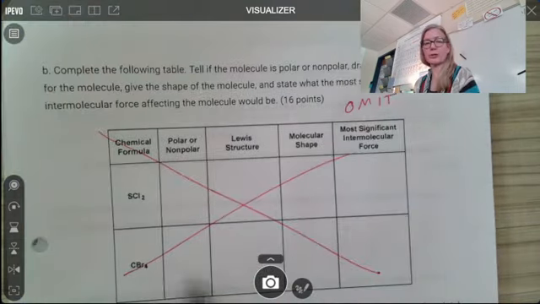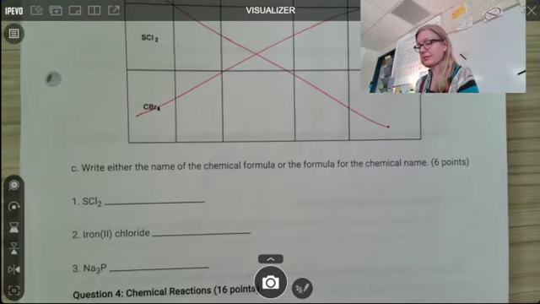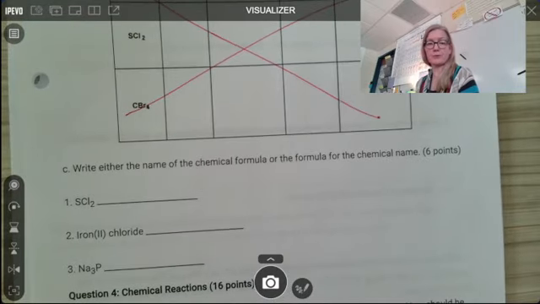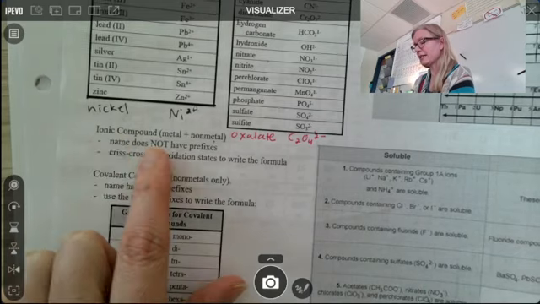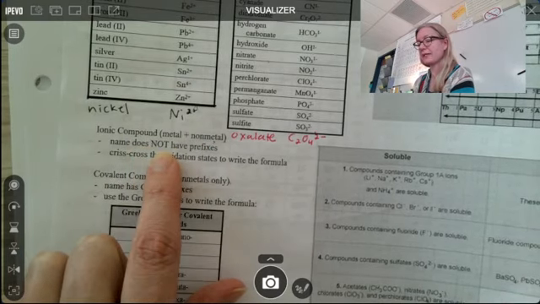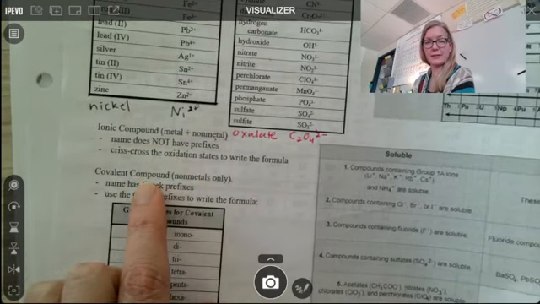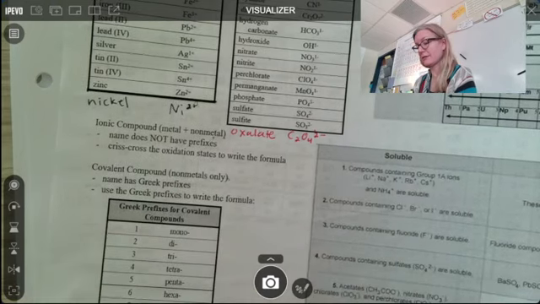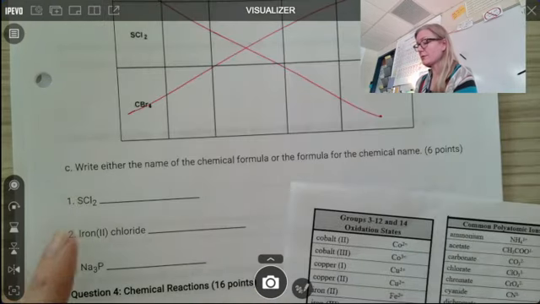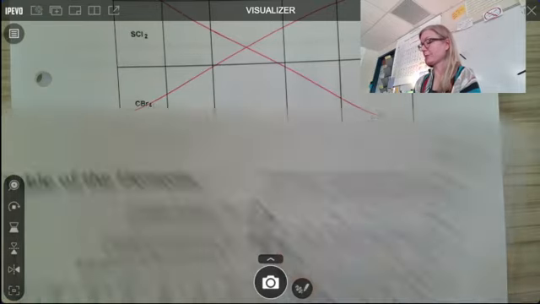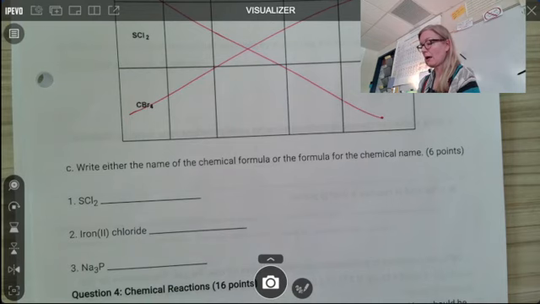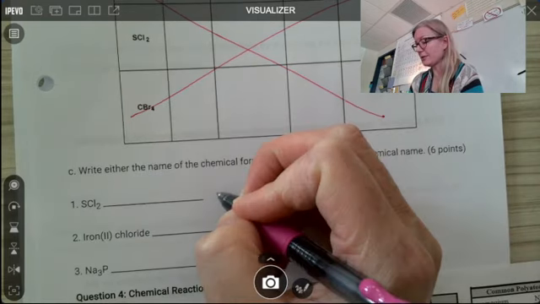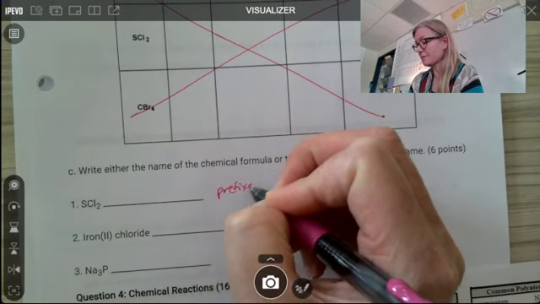Part B, this whole chart, you can omit that. For C, write the name if it gives you the formula, or write the formula if it gives you the name. Remember, if it's ionic, if it's a metal and a nonmetal, the name does not have prefixes. But if it's covalent, if it's all nonmetals, it does have prefixes, okay? So sulfur and chlorine are both nonmetals, okay? They're both on this side of the staircase. Remember, nonmetals are on the right, okay? So this is going to be covalent, so you're going to need to use prefixes.